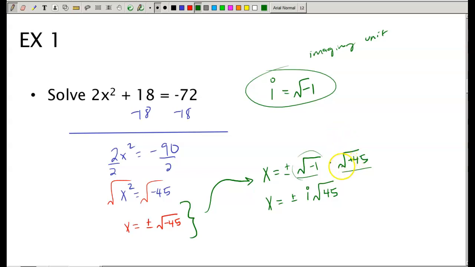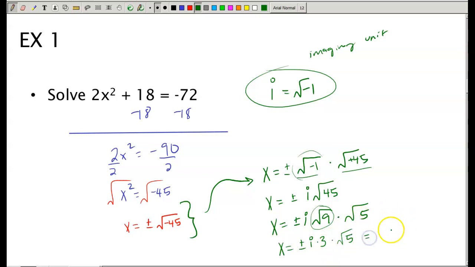We're not done yet, because in 4.5 we took the square root of 45 and reduced that further because there are perfect squares in it. So we keep going here. This is equal to i times root 45, and I know that I could break that up into 9 and 5. So this would become x equals plus or minus i, and then the square root of 9 is 3, so times 3, and root 5 will just stay as root 5.